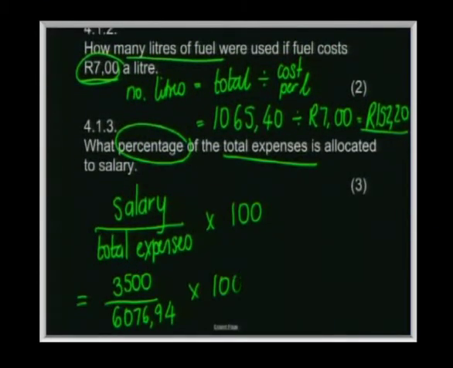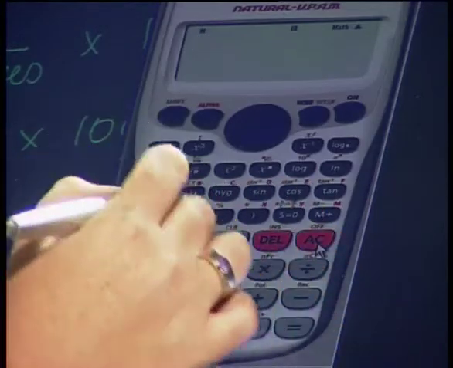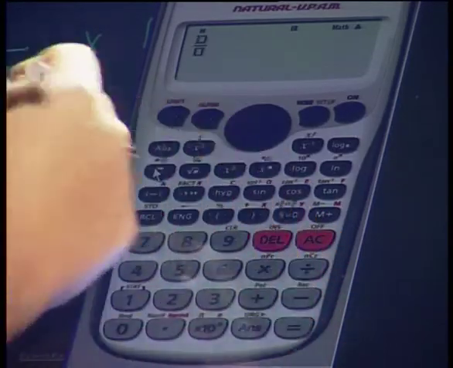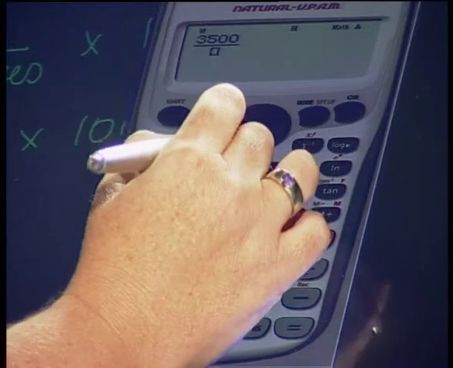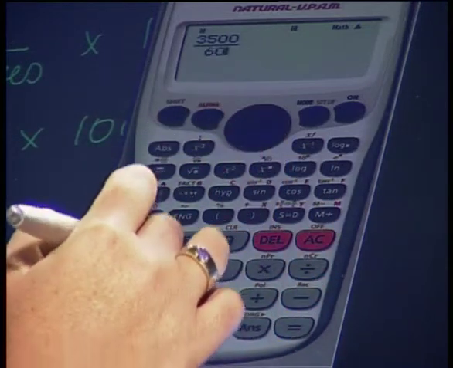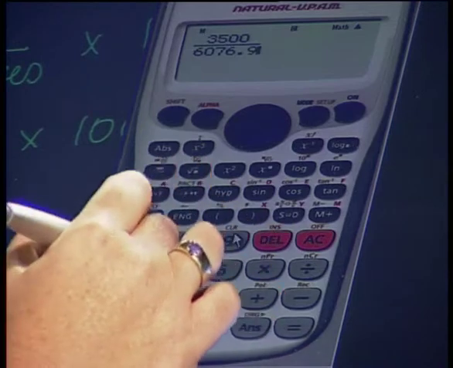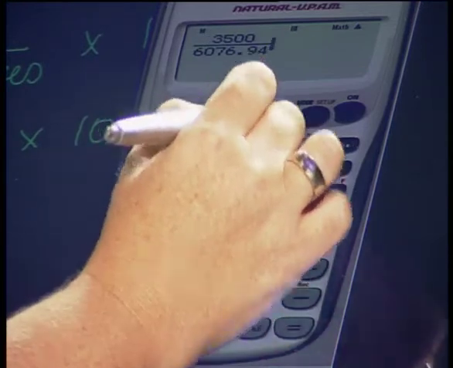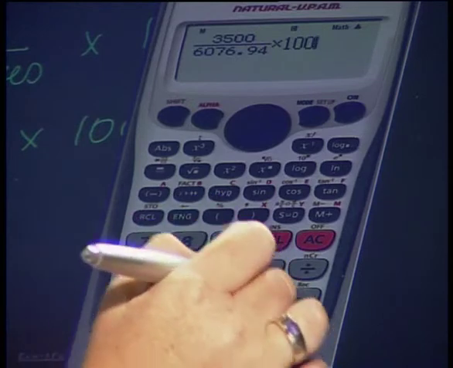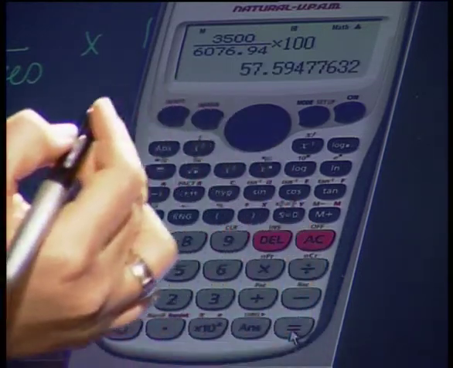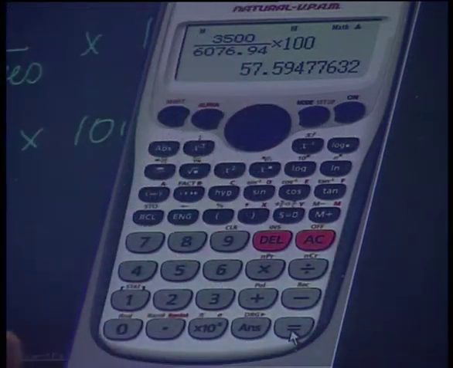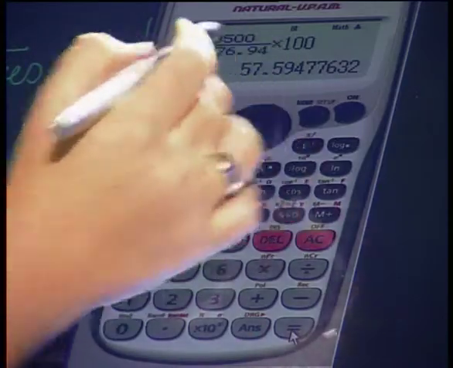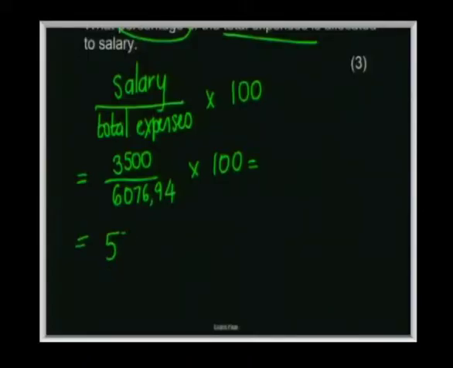And times it by 100. I'm going to use the fraction button, but you can use divide. So it's 3500 over 6076.94, and I'm going to times that by 100. And that gives me 57,59. So to one decimal place, it's going to be 57,6. And don't forget your symbol.